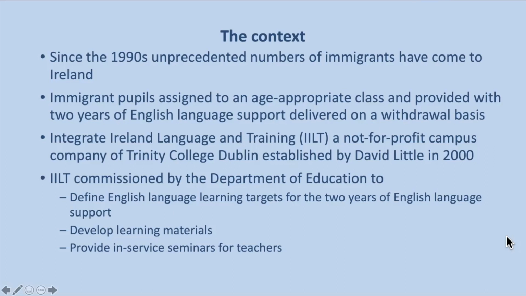In other words, usually once a day, these pupils would be withdrawn in small groups from their mainstream class for special English language lessons. Integrate Ireland Language and Training, IILT, was a not-for-profit campus company of Trinity College Dublin that I established in 2000 in order to provide support for the linguistic integration of immigrants to Ireland. And IILT was commissioned by the Department of Education, the ministry, to define English language learning targets for the 2 years of English language support, to develop learning materials, and to provide in-service seminars for teachers.